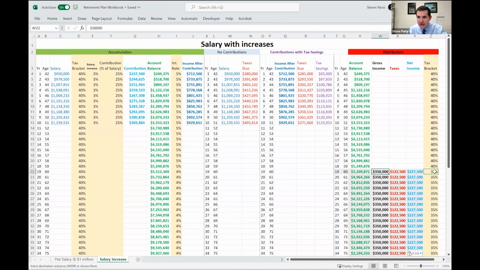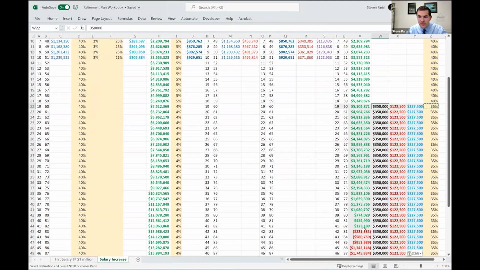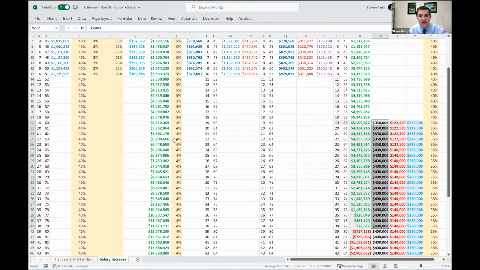350 at 35%. Taxes due 122 and change. There's your net income each year. If we take 350 out and never increase that dollar amount, we run out of money by 82. You can increase that. If you said, okay, I'm going to start increasing it by age 65, we run out of money earlier.